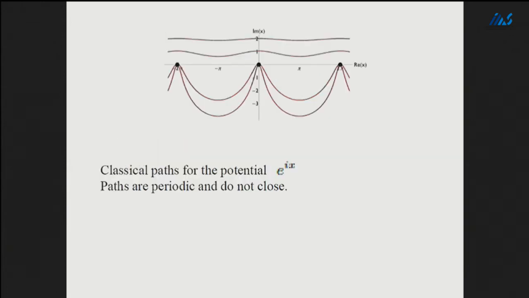Okay? If you look at just the e to the ix potential, this is a periodic potential, and if you look at the classical paths, they just go on forever and ever. They're just periodic, like this. There are an infinite number of turning points. The classical paths, again, do not close. They just go along the real axis and they never close.